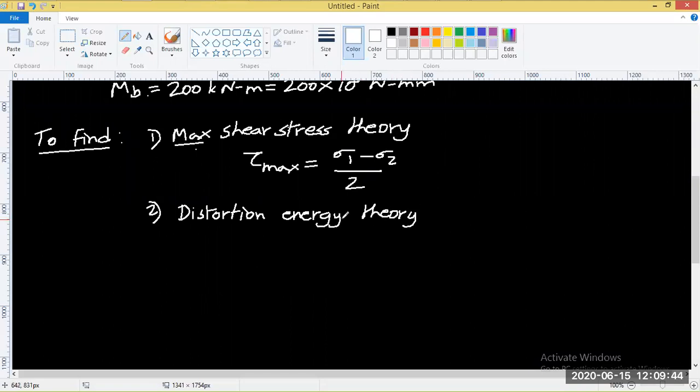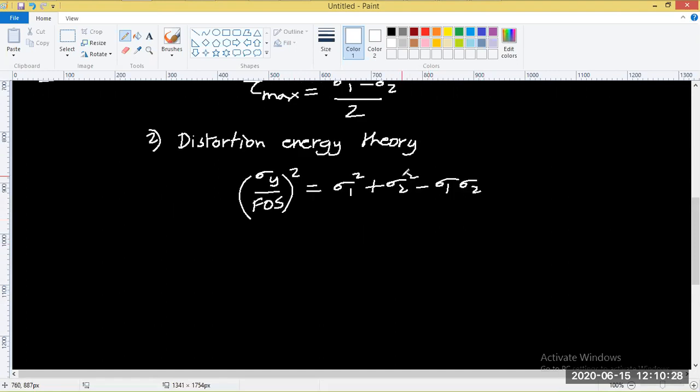So distortion energy theory, the equation again is obvious to us. What we can surely say is it forms an ellipse. We have seen that before. So again, I think you need to memorize this also, because these are very basic and elementary equations. Sigma y over factor of safety is equal to the square root of sigma 1 square plus sigma 2 square minus sigma 1 sigma 2. This is the equation of ellipse, where sigma 1 and sigma 2 again are principal stresses.